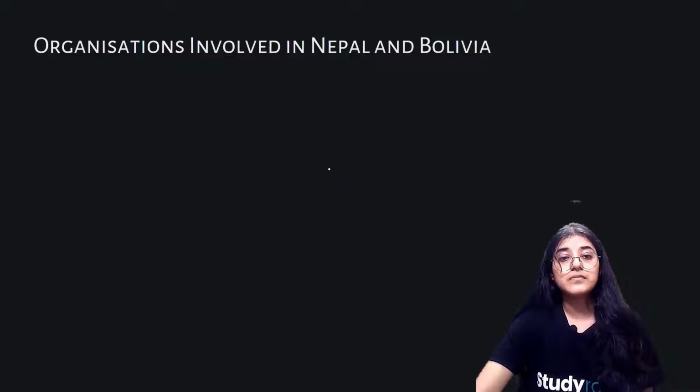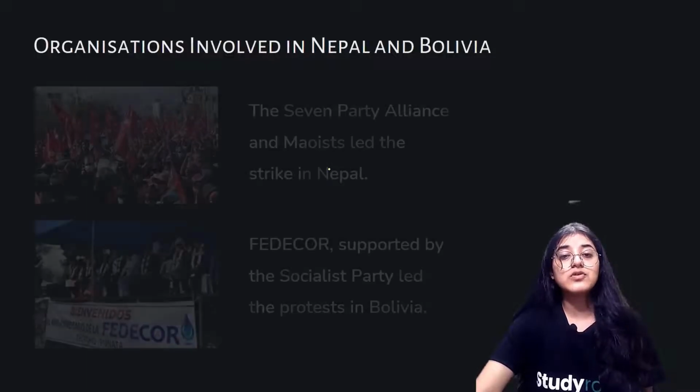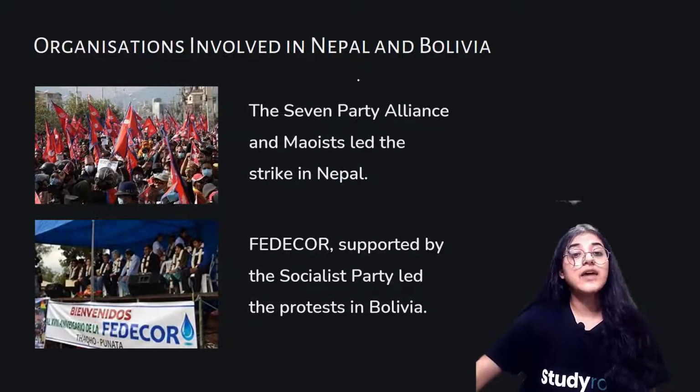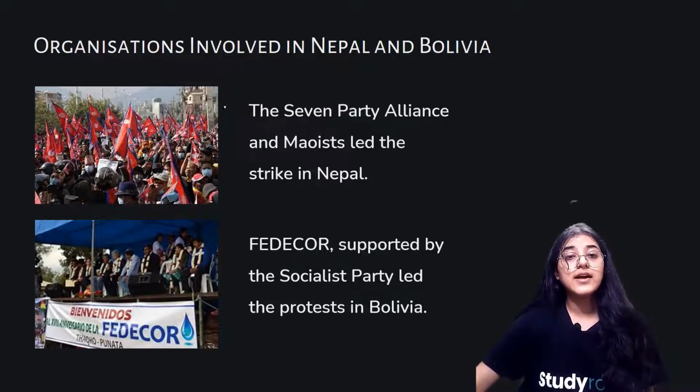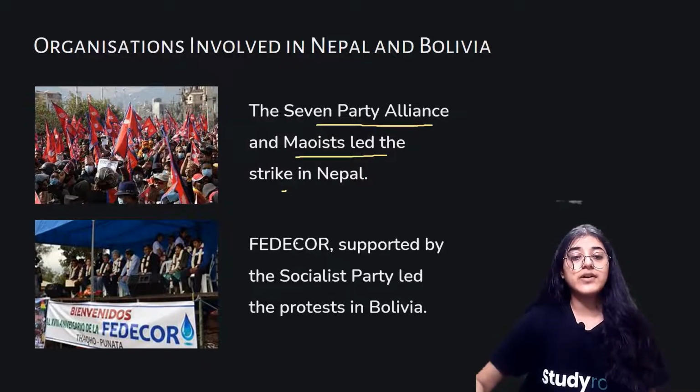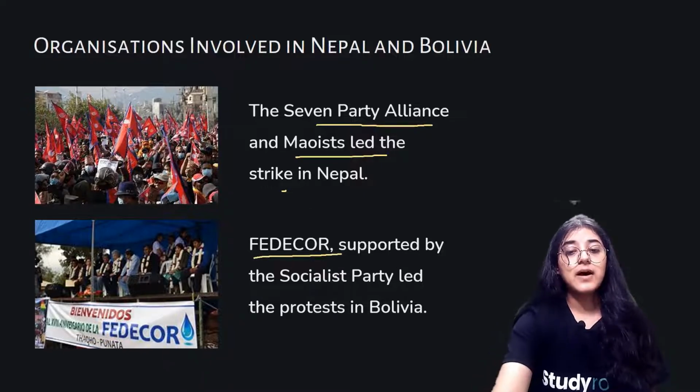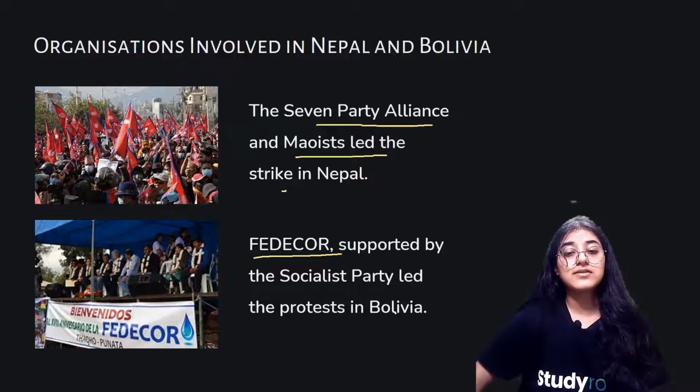Okay. So what were the organizations involved in Nepal and Bolivia? We have read about them before as well. In Nepal, we had the 7-party alliance, as we can see, and the Maoists, which led the strike in Nepal. And in Bolivia, we have FEDECOR, which was supported by the socialist parties, and that led to the protest in Bolivia.